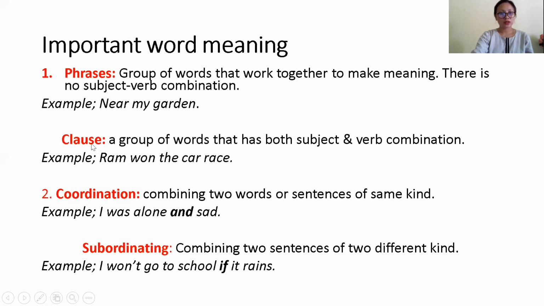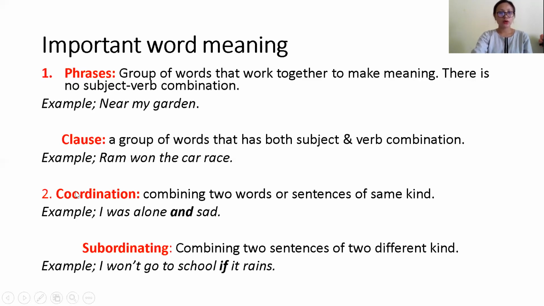Next, clause. What is a clause? A group of words that has both subject and verb combination. Let's see the example. Ram won the car race. So Ram here is the subject, won is the verb. This type of simple sentence which has meaning of its own, we call a clause.